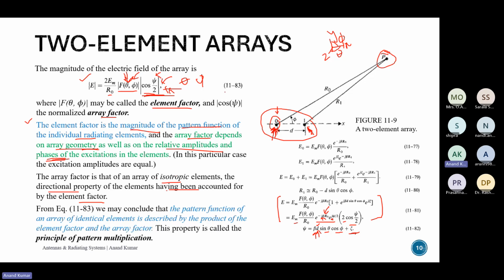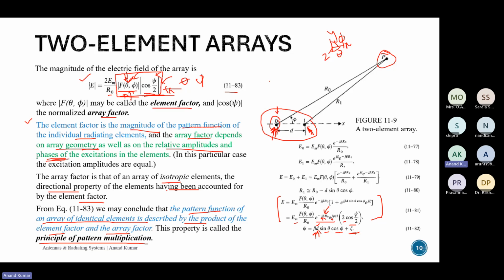From this expression, we can conclude that the pattern function of an array of identical elements is described by the product of the element factor and the array factor. That's pretty much visible from this expression. So the pattern function of this total system is now the product of these two. Earlier, the pattern function was the element factor for the individual elements, but now the pattern function is the combination of the element factor and the array factor. And this property is called the principle of pattern multiplication.